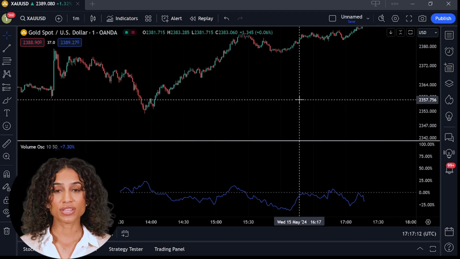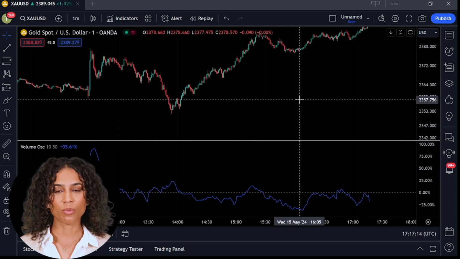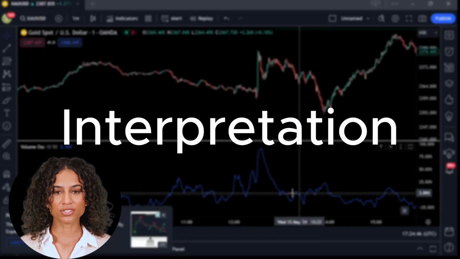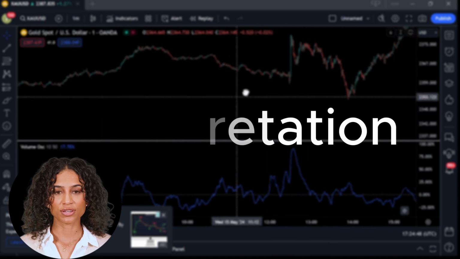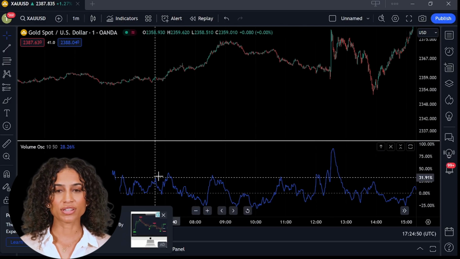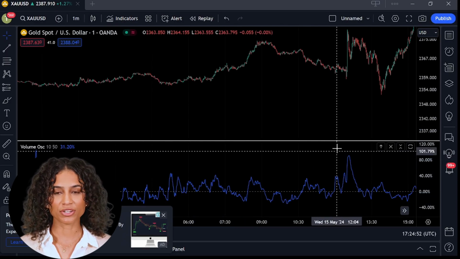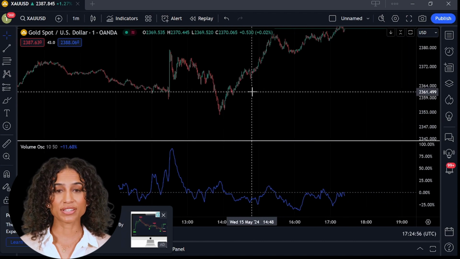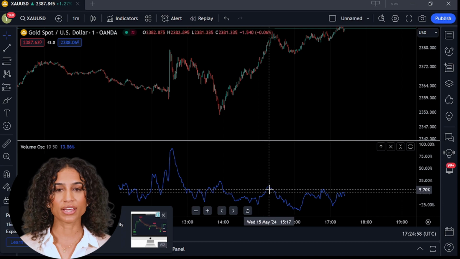Short-term traders should use tighter settings for quick market changes, while long-term traders benefit from longer moving averages to smooth out fluctuations. Volume oscillator interpretation with price chart. Interpreting the volume oscillator values is crucial. Positive values suggest bullish momentum with increasing trader interest, while negative values indicate bearish momentum with declining interest.